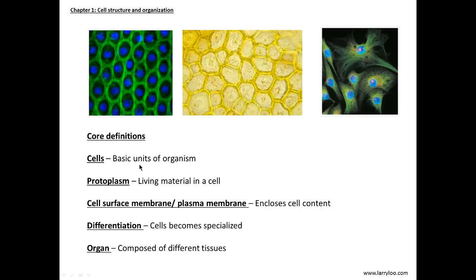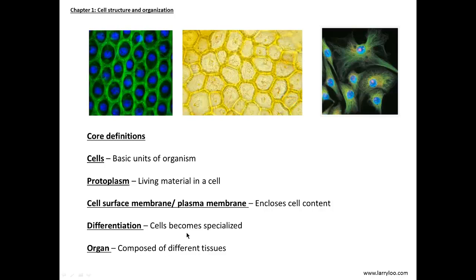Cells are the basic units of an organism, and together they form tissues and organs which are vital for every living organism. Cytoplasm is the living material in a cell and contains many small molecules such as amino acids and ions for the cell's survival. The cell surface membrane, or rather the plasma membrane, is the outermost covering of the cell, and its function is to enclose the cellular content. Differentiation is a process by which a cell becomes more specialized for a particular function. For example, a stem cell might undergo differentiation to become a neuron, which is essentially a nerve cell. An organ is composed of different tissues.